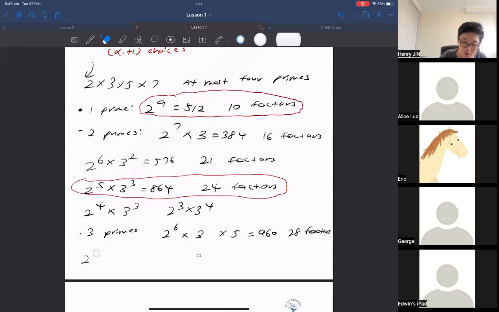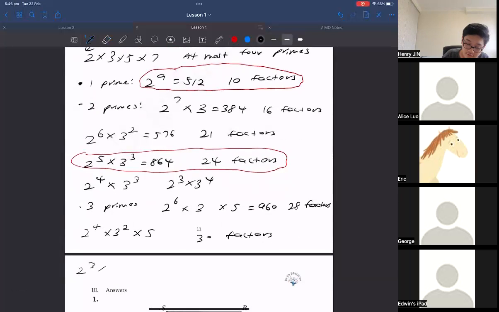Let's try 2 to the 4. Okay, so now I can take 1 more 3, right? Because I divided by 4 and I can get a times 3, so that's completely fine. 2 to the 4 times 3 to the 2 times 5. That's 30 factors. So we're getting even more factors now.